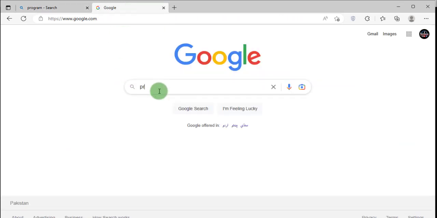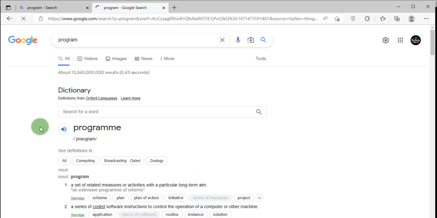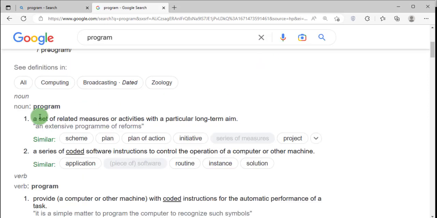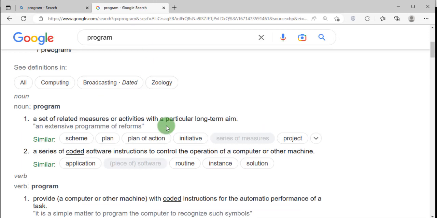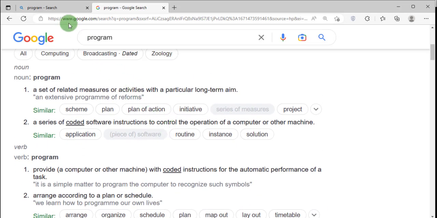Okay, let's ask google.com, or Google, for one example only: an extensive program of reforms. Here it has given us two examples. The second was the British nuclear power program, but here it hasn't.